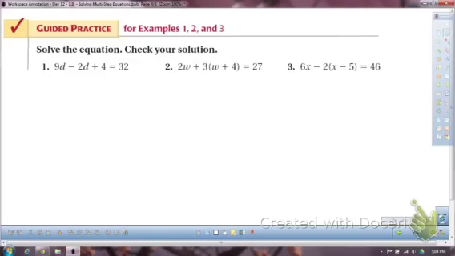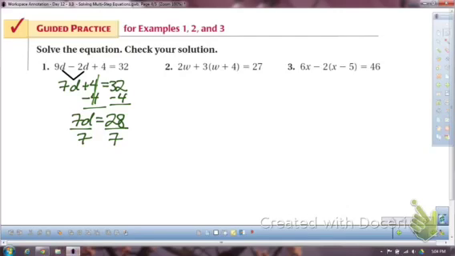Okay, so you're back, and let's go ahead and walk through this. I'm going to show you how I did them. Combine the like terms, you get 7D plus 4 equals 32. Take away 4 from both sides, you get 7D equals 28. Divide both sides by 7, and D equals 4. All right, let's move on to the next one.